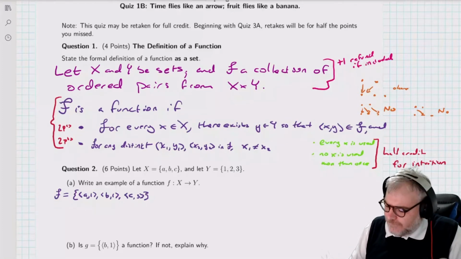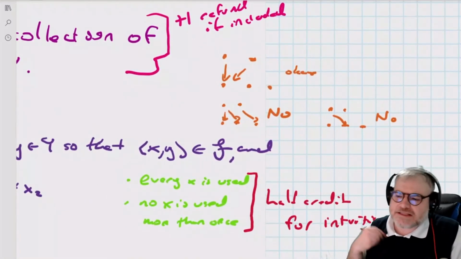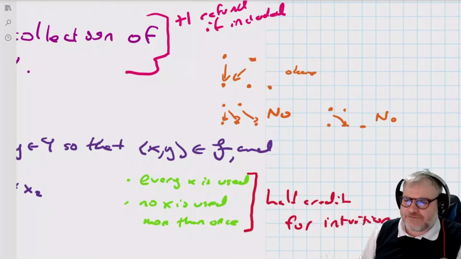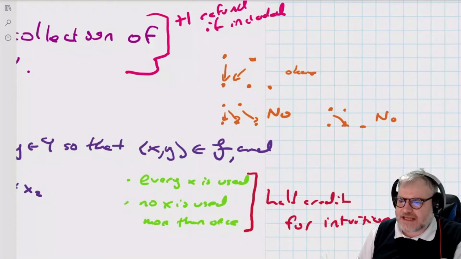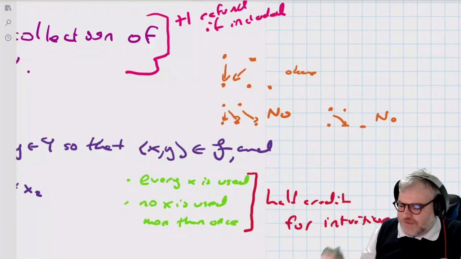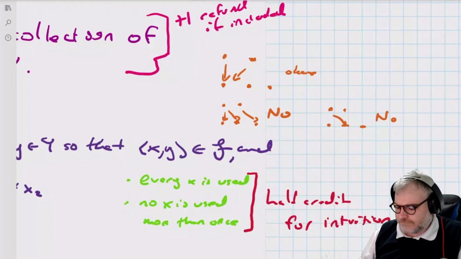Okay, now, how do I memorize a definition? I don't. I memorize the picture. These are the pictures that are in my brain when I say function. This is okay. This is a no because I've got two x's going to the same y. And this is a no because I've got an x that's not defined. So when I'm thinking about the definition, this is what I've got memorized in my brain. Every x got used and no x was used more than once.